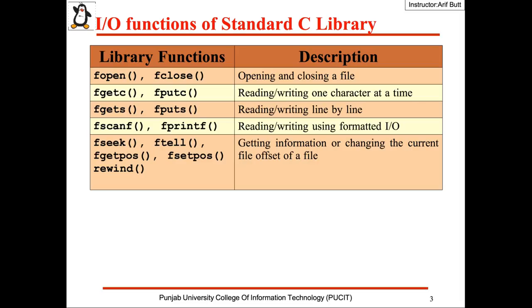Well, dear students, if the file contains integers or floating point values, most programmers prefer using formatted IO functions like fscanf and fprintf. And finally, if you want to move the current file offset of an open file to perform a random access, you can use functions like fseek, ftell, and rewind.